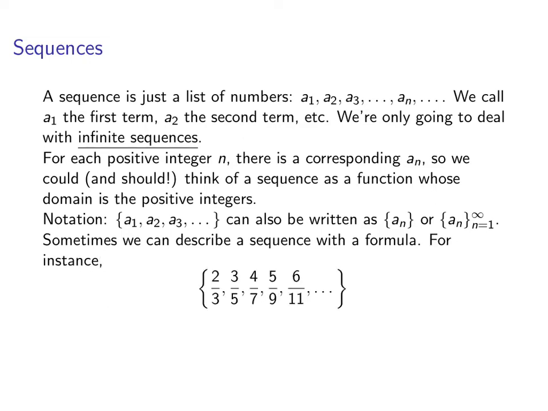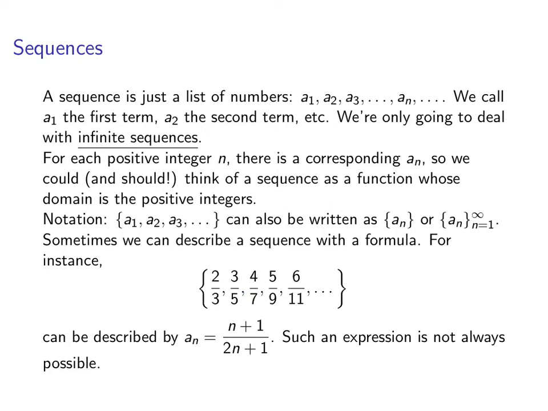So for instance, if I gave you this sequence, 2/3, 3/5, 4/7, 5/9, 6/11, and so on, you could actually describe this with a nice little formula. A sub n is equal to n plus 1 over 2n plus 1. See what happens when you plug in values of n. Like if you plug in a 3 for n, you'll get 4/7, which is the third term of the sequence. If you plug in a 5, you would get 6/11, the fifth term. So that formula describes the terms of the sequence.